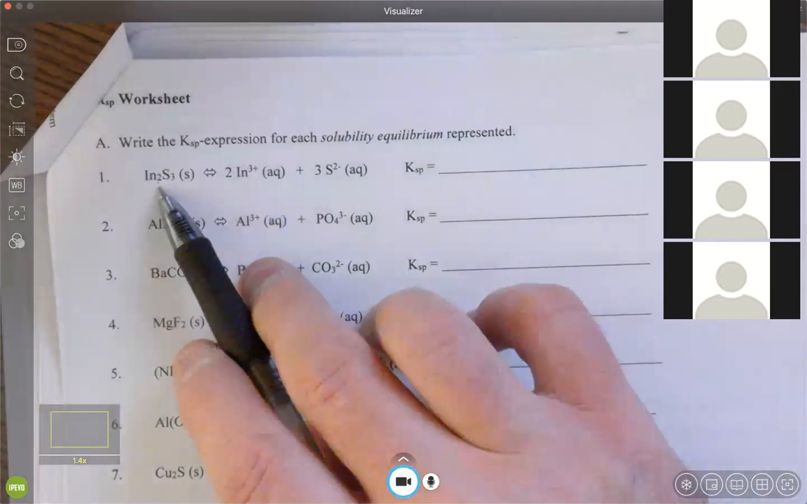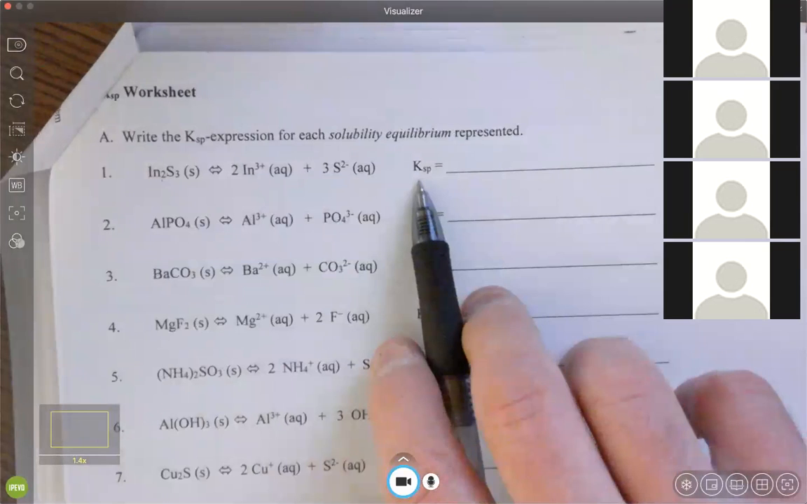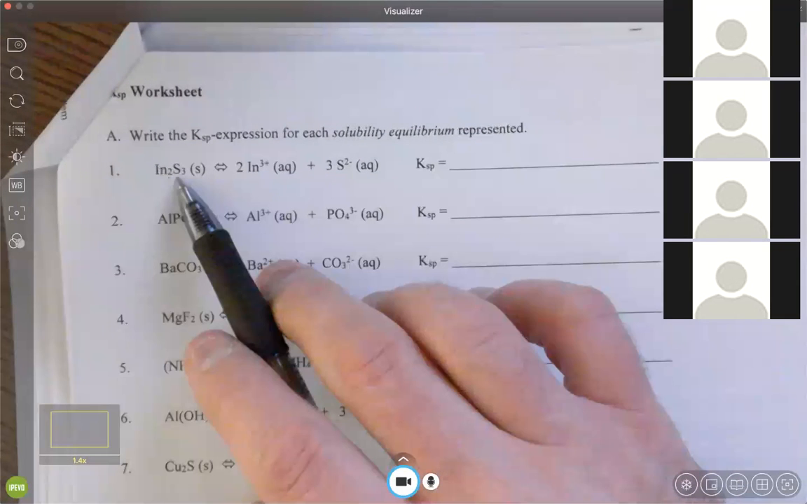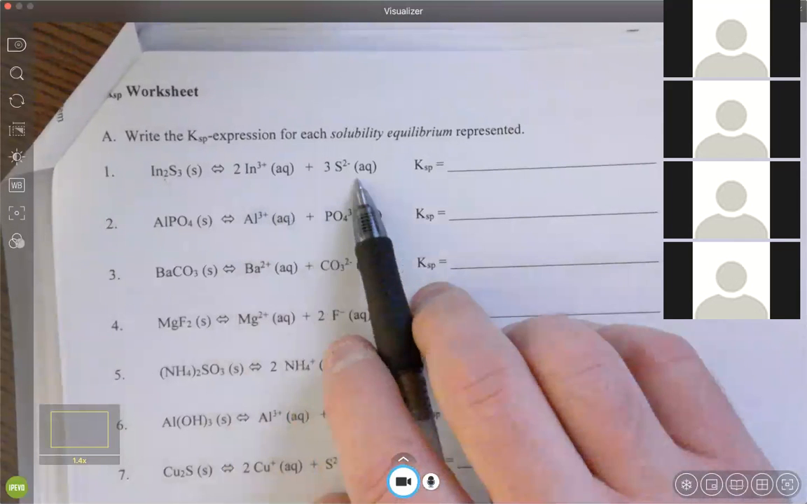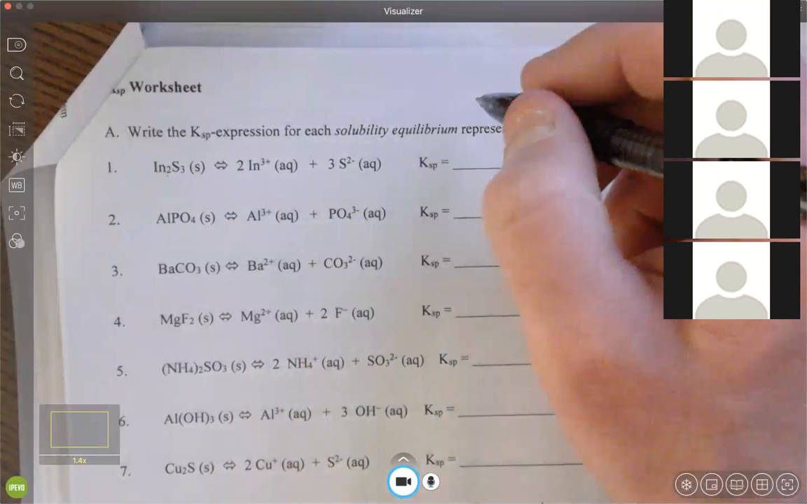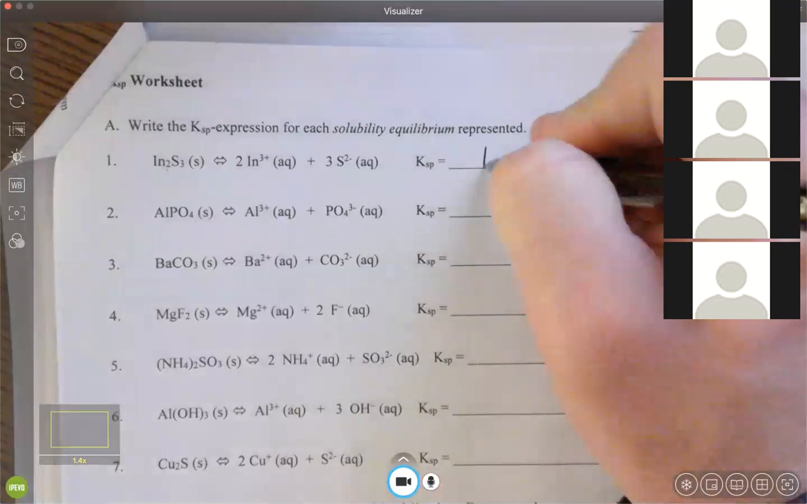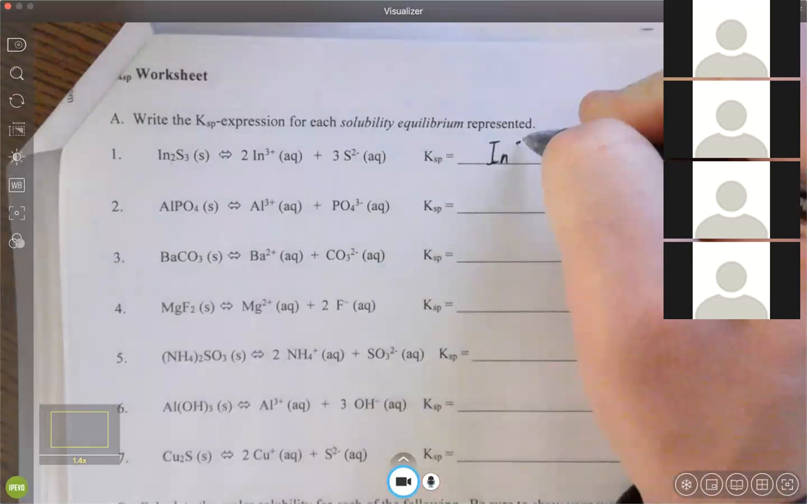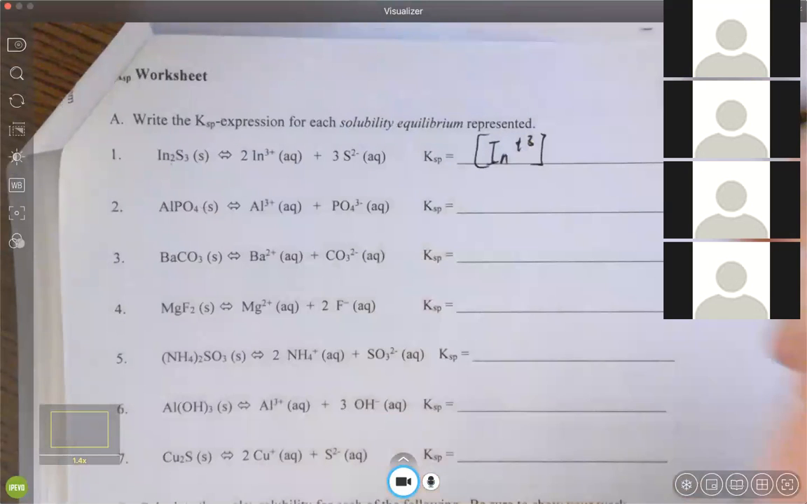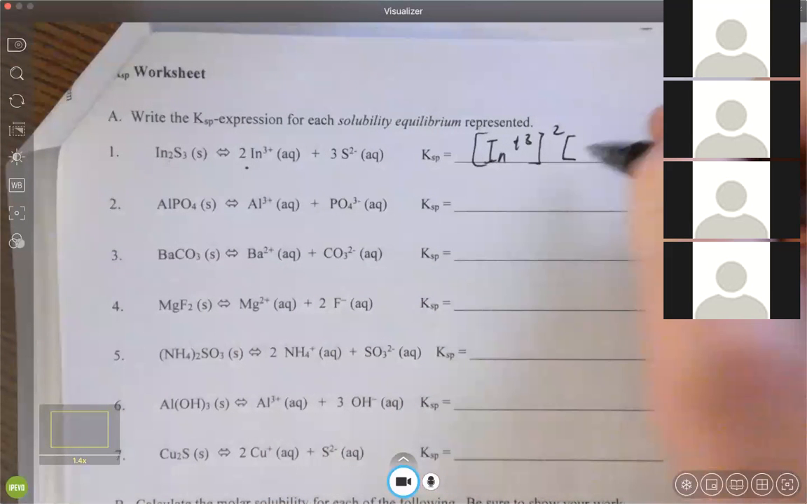We have 1 on the bottom of all of these. So basically we take K sub EQ to change it to the solubility product constant. We have 1 at the bottom. And basically then we look at this and we write out the products. So on the surface, that's indium. This would be the concentration of indium. We would take it to the 2nd power, and then we would multiply it by sulfur, and we would take it to the 3rd power.